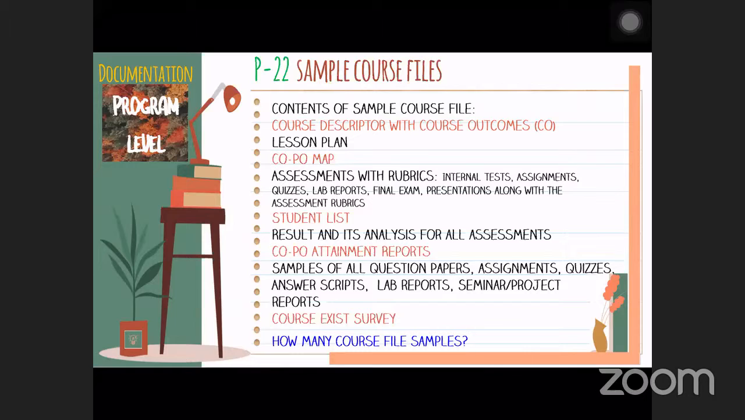Then how many such course files should be available as samples? There is no such thumb rule for how many files should be available as the sample course files. But generally, the courses which are responsible for attainment of mostly all the program outcomes, all such courses should be grouped together, and samples of all such course files should be available here.